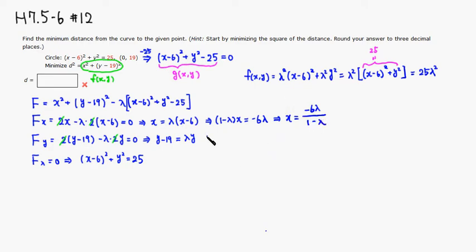So it doesn't look very nice. But here, I'm going to solve for y again. So it's going to be 1 minus lambda times y. Put that over here, put 19 over here. So we have y is equal to 19 over 1 minus lambda. So we got that. Then what we're going to do is plug these guys into this equation here and see what we can get.